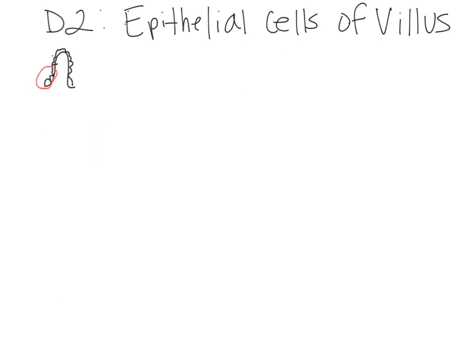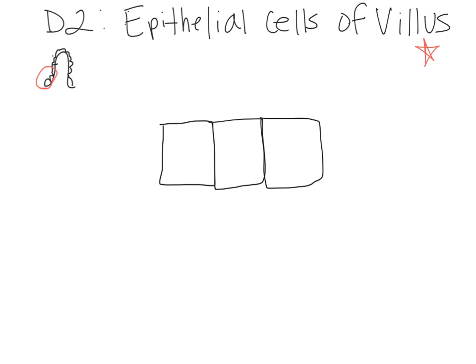This next drawing comes from D2, which is part of the option on digestion. And it is a required drawing for that section. Over here is a really poor drawing of a villus of the small intestine, and what we're going to do in this drawing is zoom in on a couple of those epithelial cells. If I'm drawing these three epithelial cells, I know these are kind of up and down. I'm going to draw them side to side, and just draw three of them together like this.